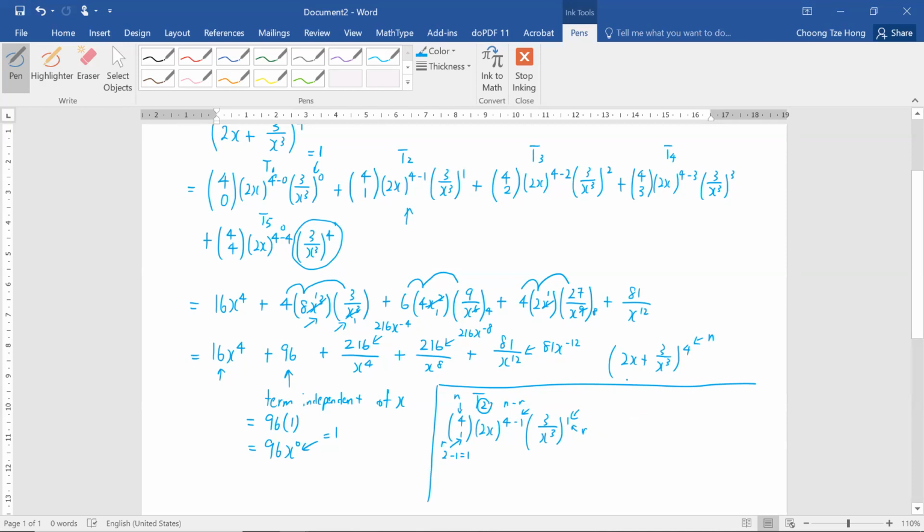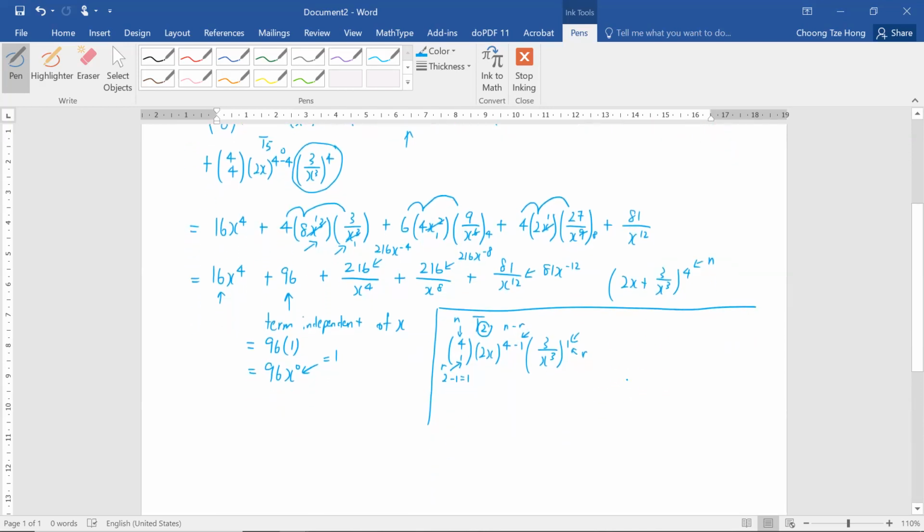In other words, for a general expansion, for any expansion, let's say a plus b to the power of n, the formula for the general term will be n on top, choose r below, n choose r. Then a, the 2x is now the a, the first term in the binomial, will be a to the power of n minus r.